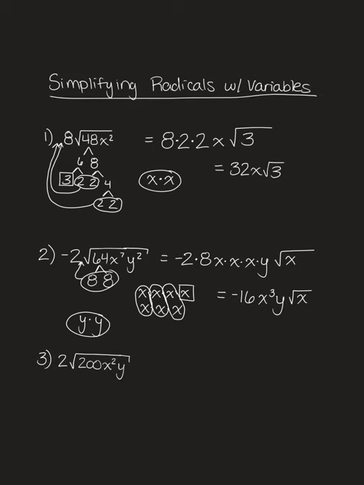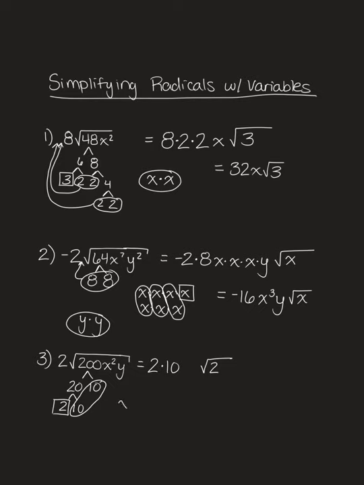Let's look at number 3. 2 times the square root of 200 x squared y. So take the number first, so 200. That can be broken down into 20 times 10. 20 can be 2 times 10, and right there I have a pair. So this 2 is the only thing left over. So I will have 2 times 10 with a 2 on the inside of the square root.